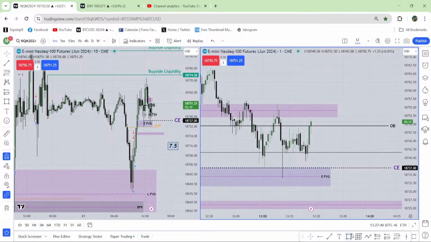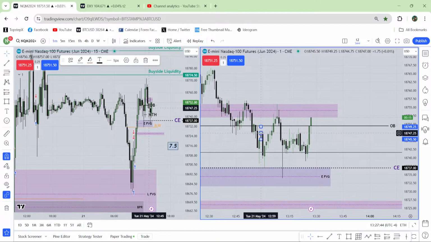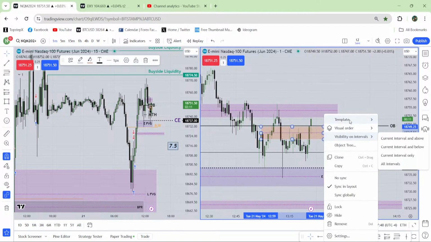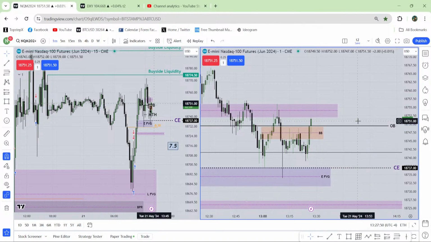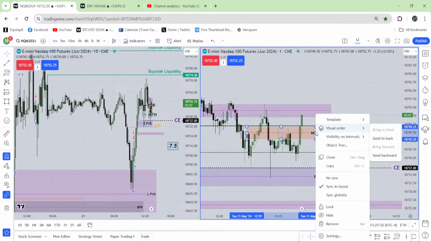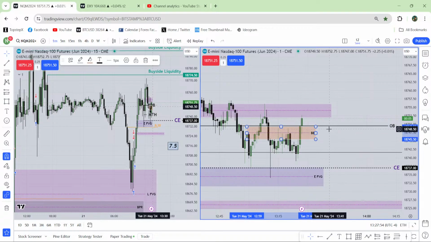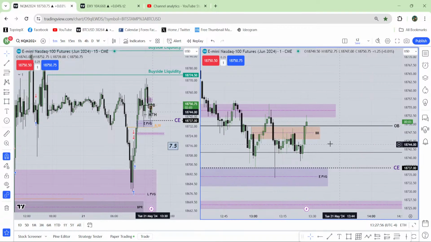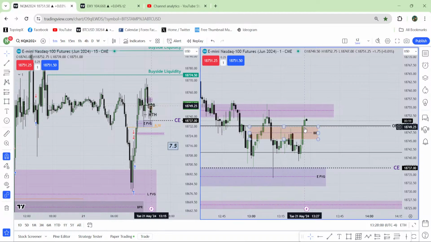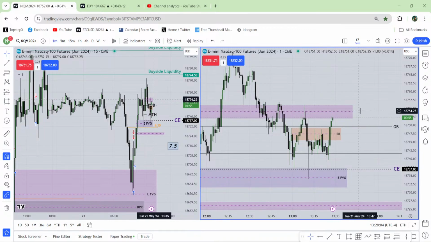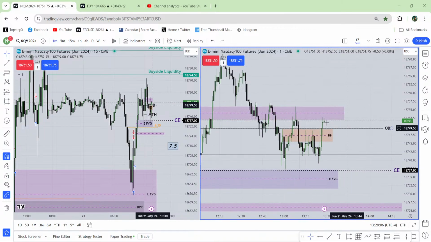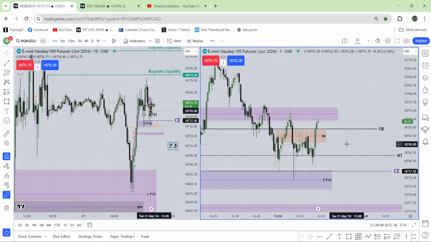Oh, by the way, let me mark the breaker block one more time. That was the breaker block. I'm not going to take the entry, as I told you, and I'm not going to push my button. But here, on this candle close, I will be in the market again. As I told you, I will go with the perfect setup. If I get the perfect setup, I will go for that. Otherwise, I'm not going to push my button.